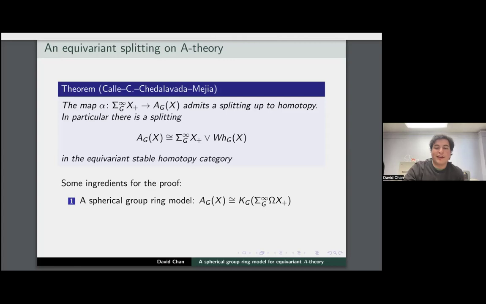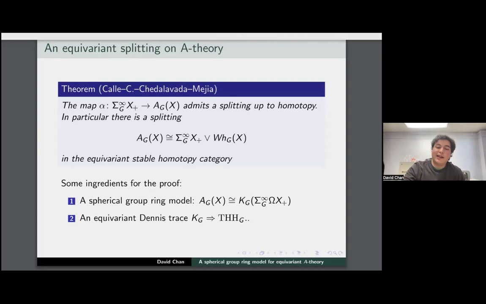There are two things that we really need for this proof. First, we want to be able to write AG of X as the K-theory of suspension loops X. We want this spherical group ring model for AG of X. This is not how Malkiewicz and Merling define this spectrum, so this is something that we have to show.